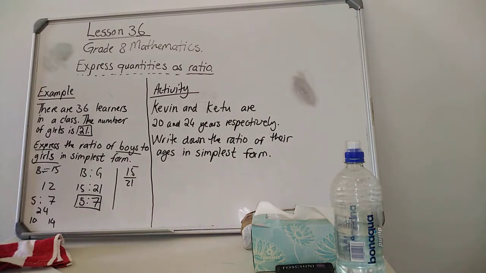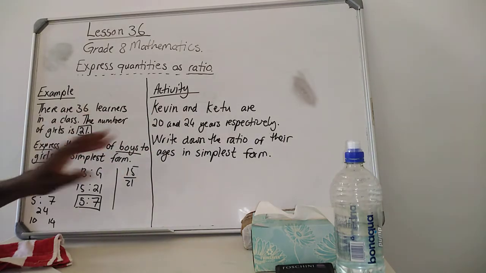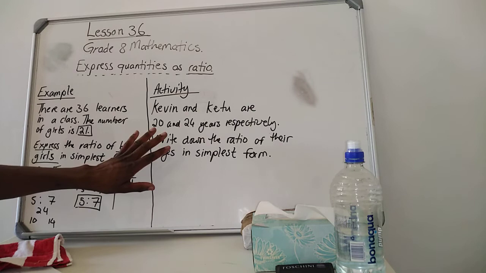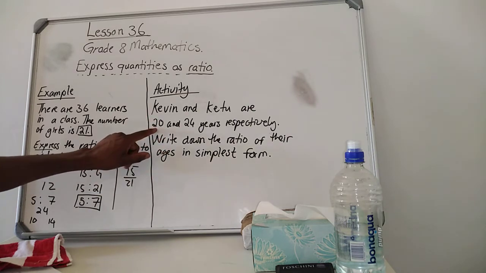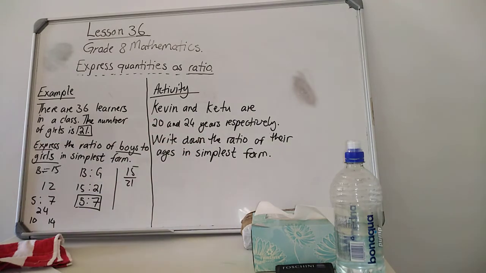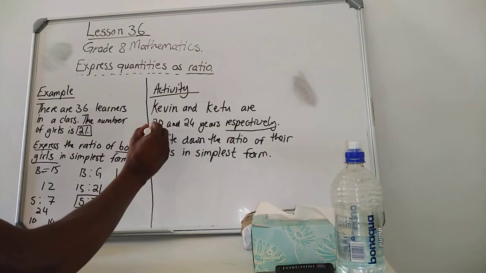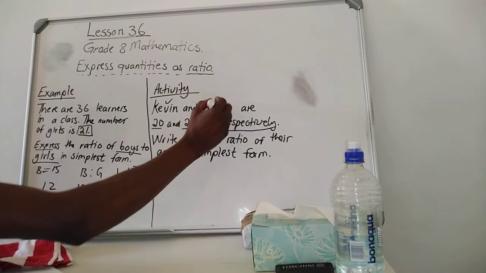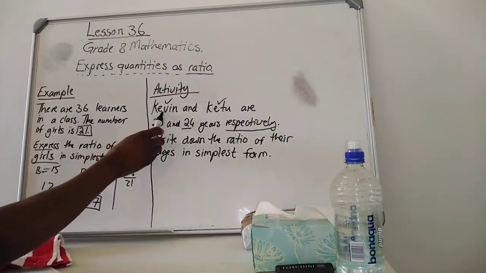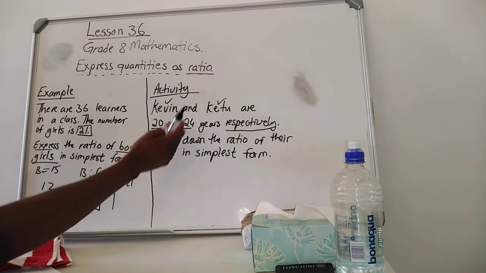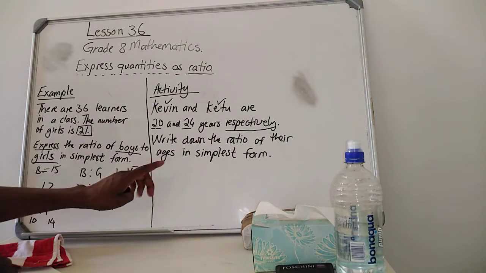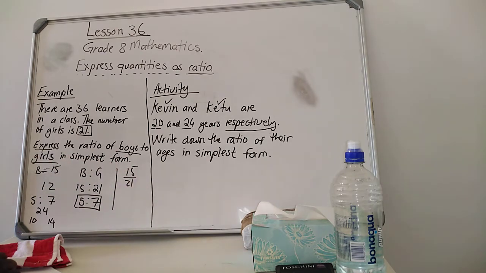Okay, so now my friends, I want you to try this activity. Kevin and Ketu are 20 and 24 years respectively. Respectively simply means the 20 is for Kevin and the 24 is for Ketu. Whoever came first must take the first number. Whoever came last must take the last number. So write down the ratio of their ages in simplest form. Please try to do that. Take a picture and share with me on WhatsApp.